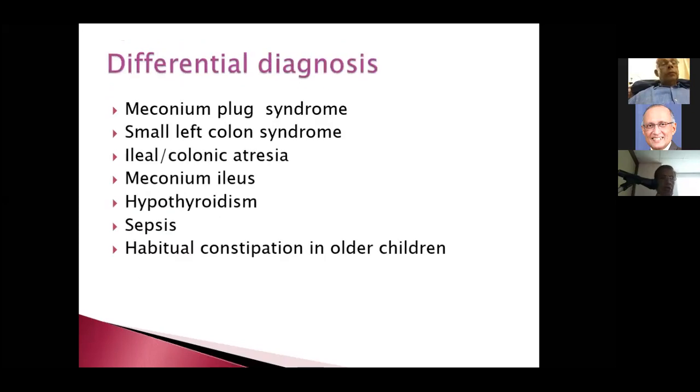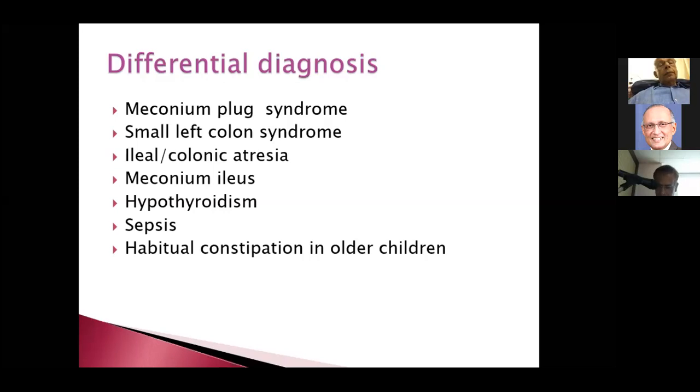Then you have to talk about the differential diagnosis. These are the possible differential diagnoses: meconium plug syndrome, small left colon syndrome usually seen in babies of diabetic mothers, then ileal or colonic atresia, where you can also see microcolon, hypothyroidism and sepsis. Habitual constipation also comes under the differential diagnosis, because you may come across older children, not only neonates. I have come across even adults. I have operated on a 25-year-old patient, so they can present like that.